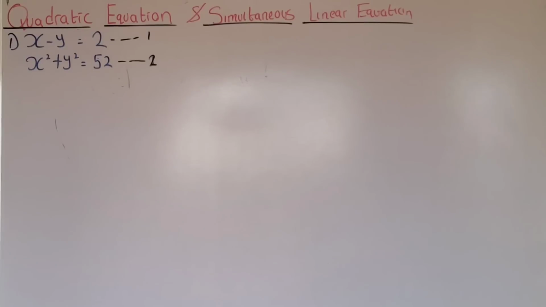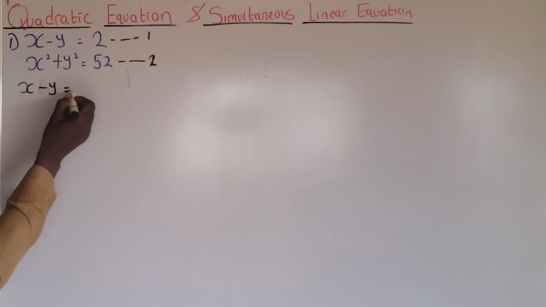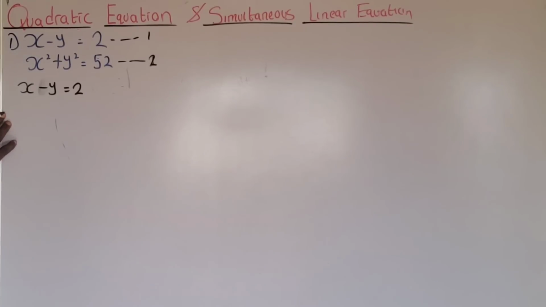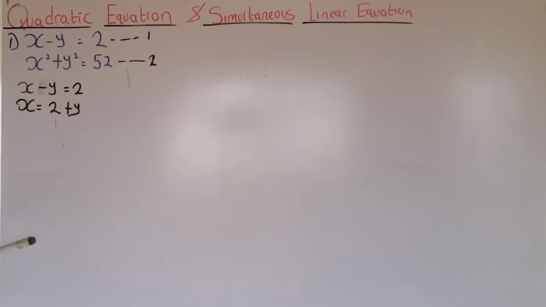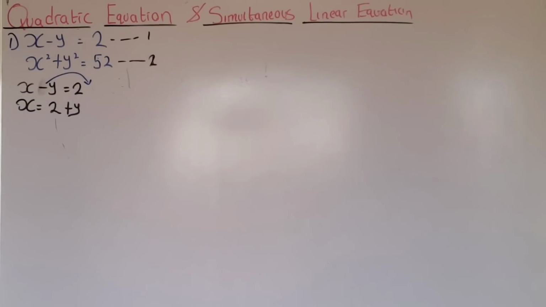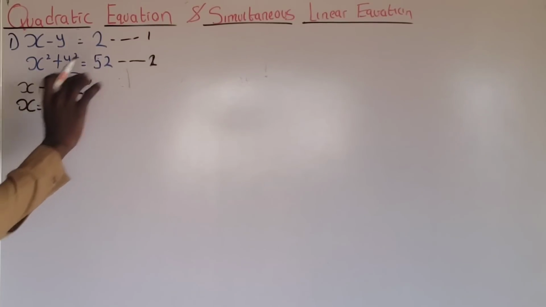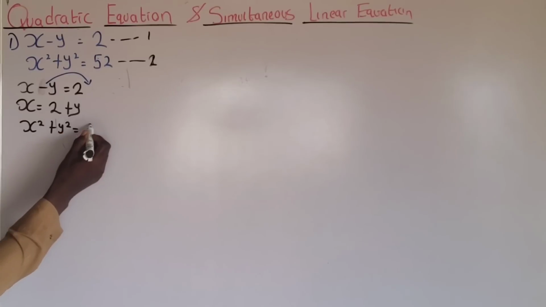For the first equation, I have x minus y equals 2. If I want to make x the subject of the relation, I'm going to have x equals 2 plus y, because when this negative y crosses the equals sign, I'm going to have a positive y. Having done this, the next step is to substitute the value of x into equation 2. Equation 2 is x squared plus y squared equals 52.